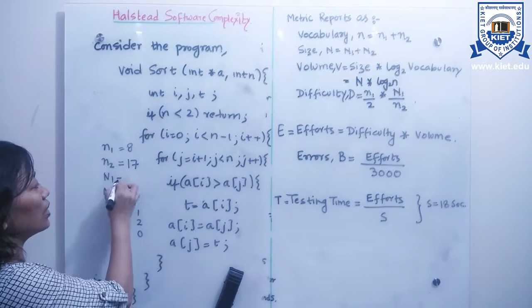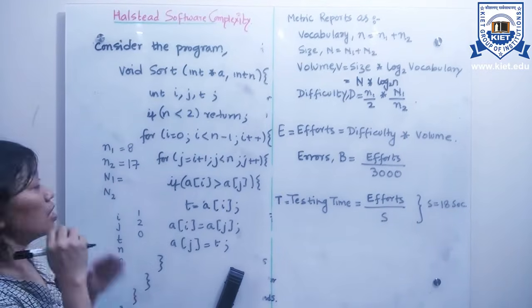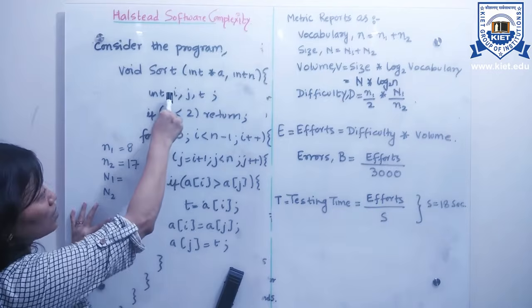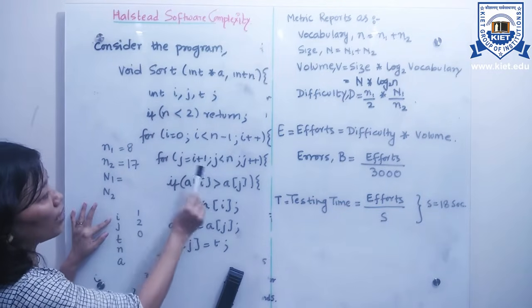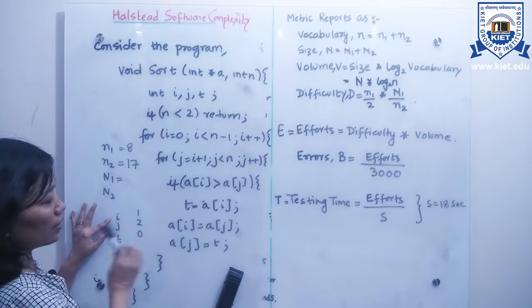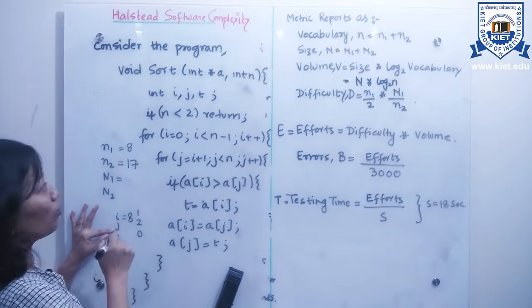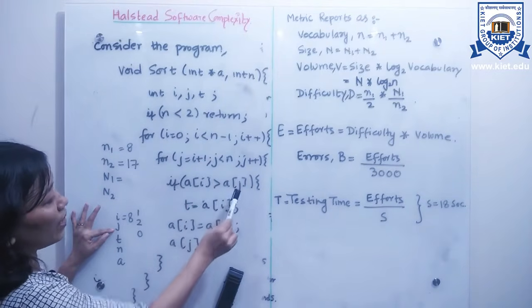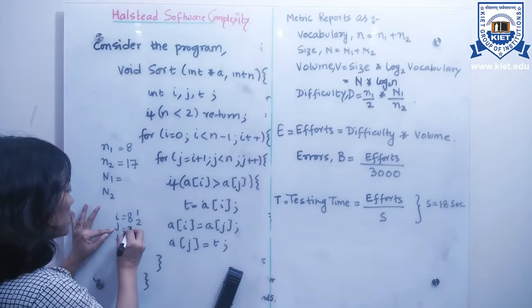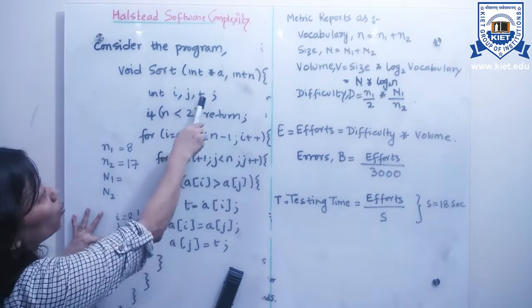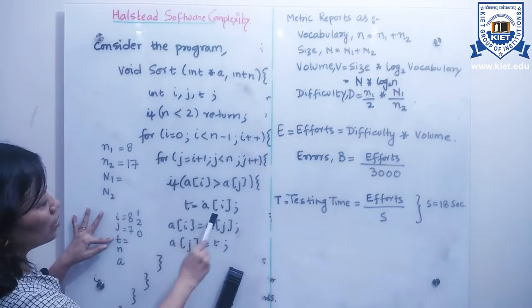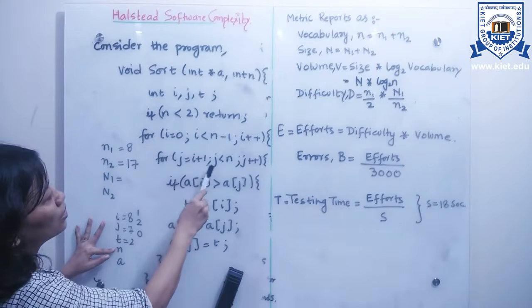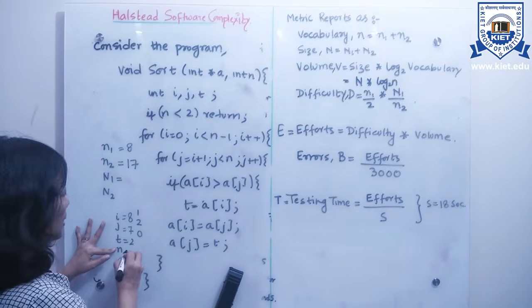Now if I need to calculate N1, that is the number of occurrences of the operators. So if I calculate I, how many times I comes: 1, 2, 3, 4, 5, 6, 7, 8. 8 times I comes. How many times J comes? 1, 2, 3, 4, 5, 6, 7. J comes 7 times. How many times T comes? 1, 2. How many times N comes? 1, 2, 3. 3 times N comes.